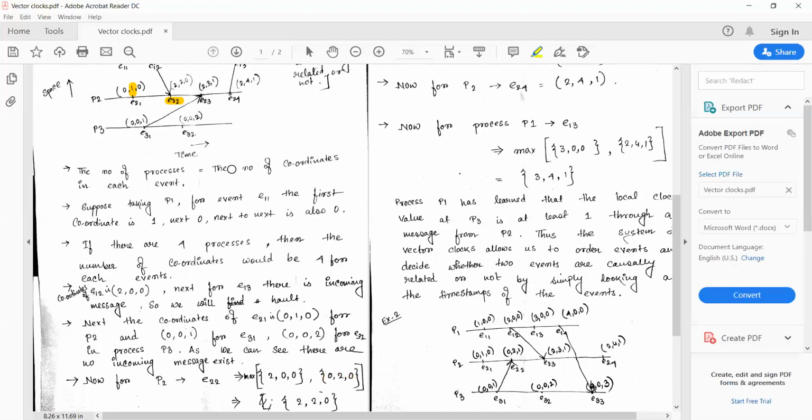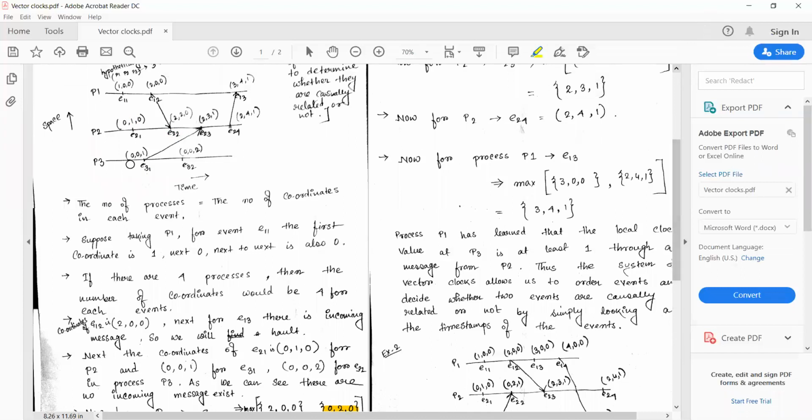Now there are some incoming messages coming. If there are no incoming messages, how do we get 020? I'm telling again how we are getting this, because E21 happened before E22, right? So if incoming messages are not there, fine. This happened before E22. Now no incoming message, so what will be the value?